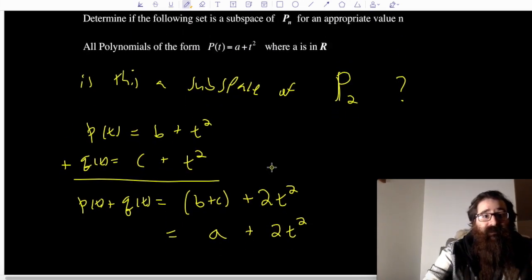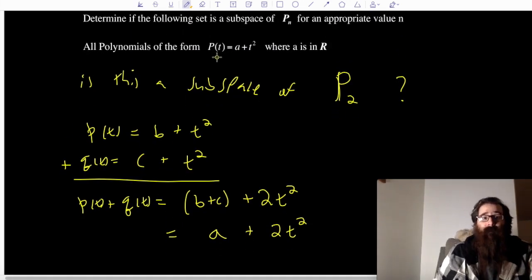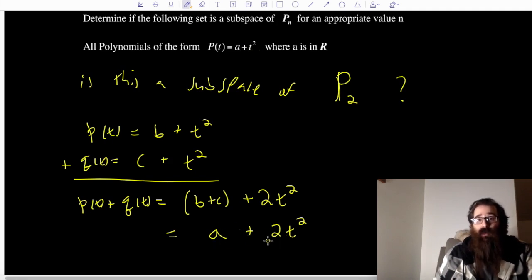In order for me to stay in the description that I'm given, we're saying all polynomials of the form, the polynomial has to be a constant plus t squared. It has to look like that. It has to be a number plus t squared. I'm not allowed to have a number plus 2t squared. No one mentioned anything about a 2 in front of the t squared. That's not allowed. So this is an issue.